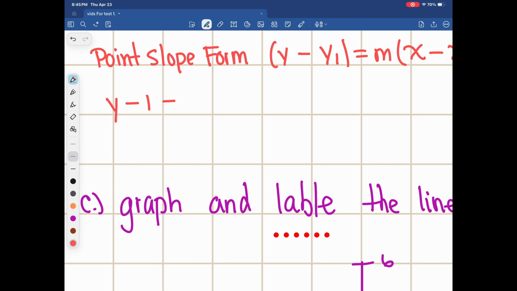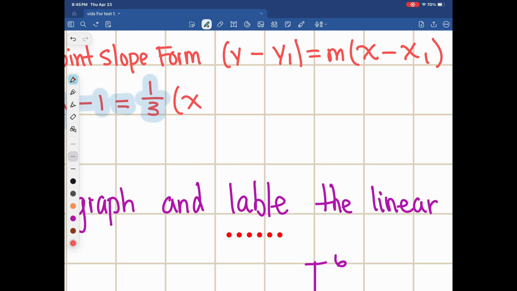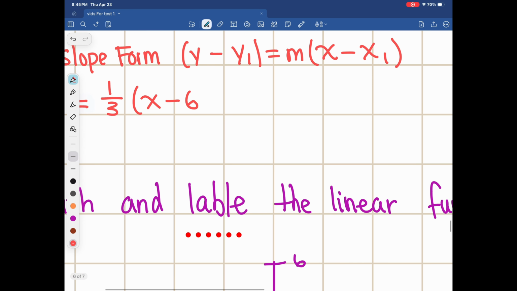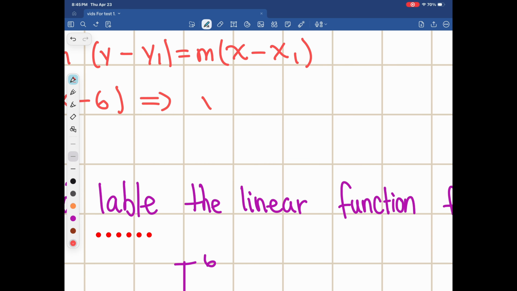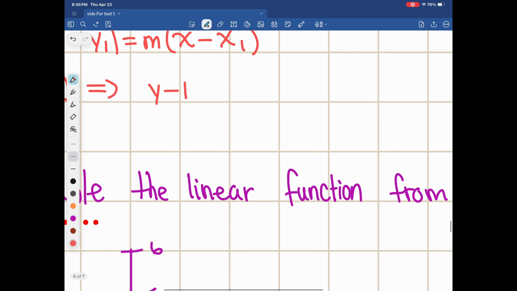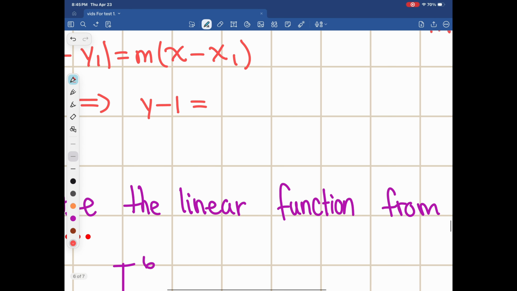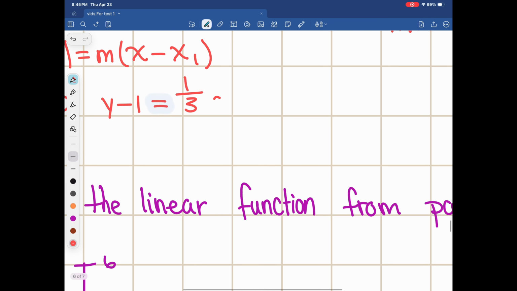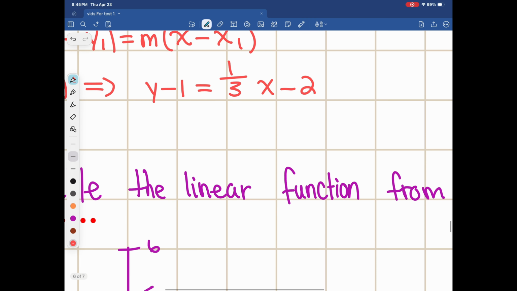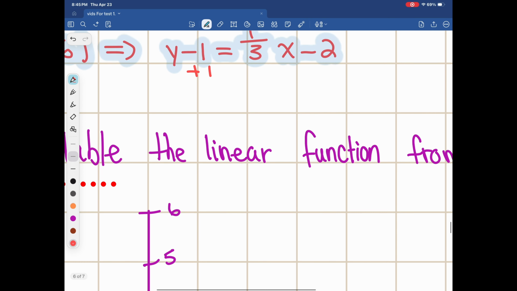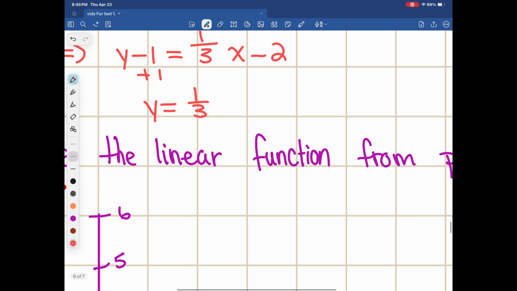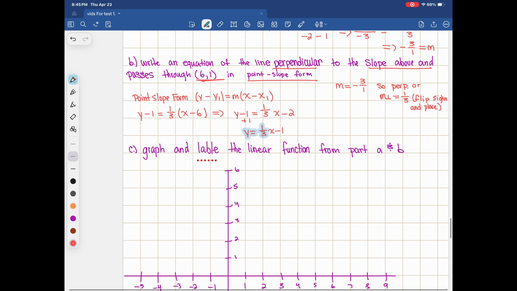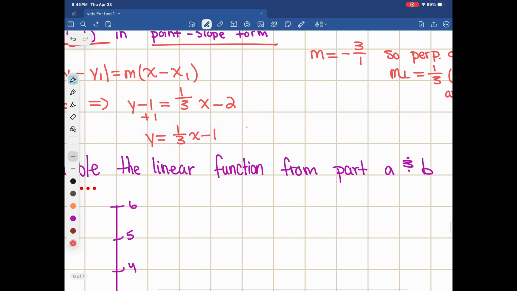So we're going to use y minus 1 equals 1 over 3. This is the perpendicular line like I asked for. x minus 6. So y equals 1 over 3 x minus 2. Plus 1 on both sides to get that y by itself. We should get y equals 1 over 3 x minus 1. So that's going to be the actual equation of our line.